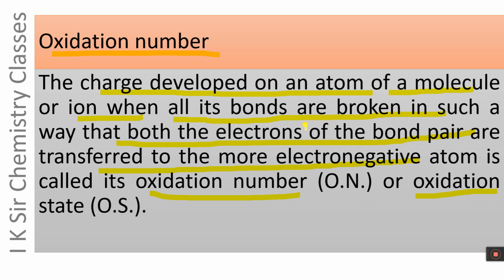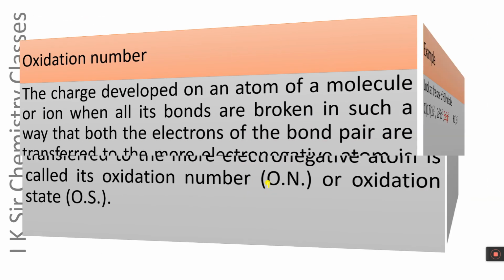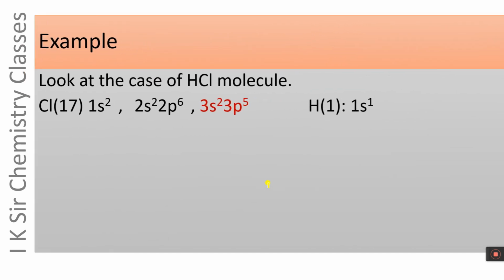The charge developed on an atom of a molecule or ion when all its bonds are broken in such a way that both the electrons of the bond pair are transferred to the more electronegative atom is called its oxidation number or oxidation state. Let us illustrate it with an example of HCl molecule.